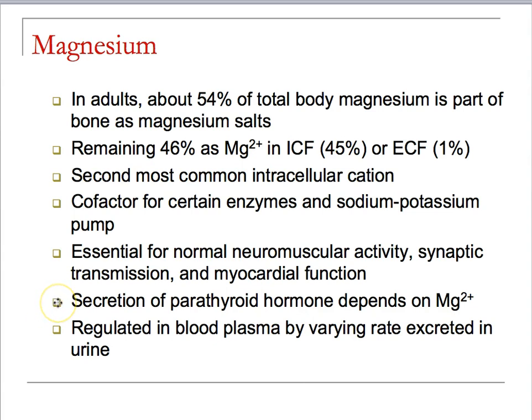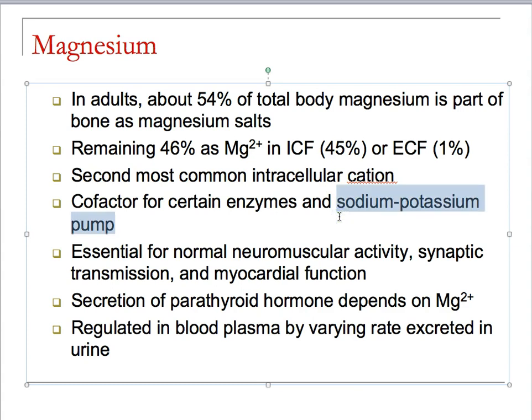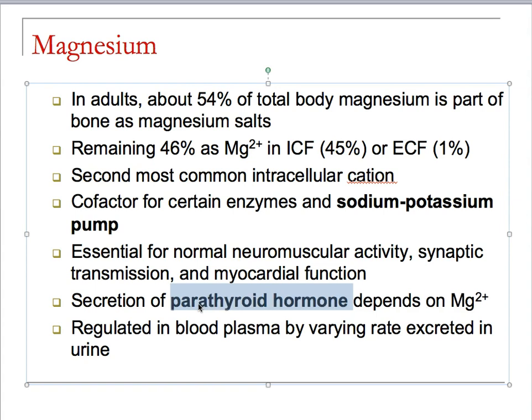Magnesium. We don't think about magnesium enough inside this class, but it's a cofactor for certain enzymes, and most importantly for the sodium-potassium pump back in AMP1. It's essential for normal neuromuscular activity, synaptic transmission, and myocardial function, and the secretion of parathyroid hormone depends on magnesium inside your bloodstream. So if you're not making enough parathyroid hormone, check magnesium levels.